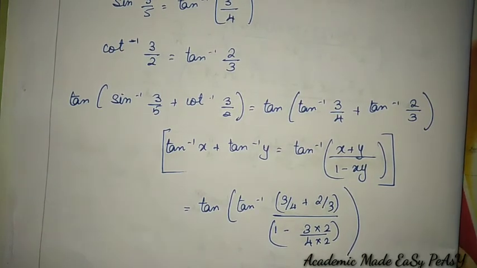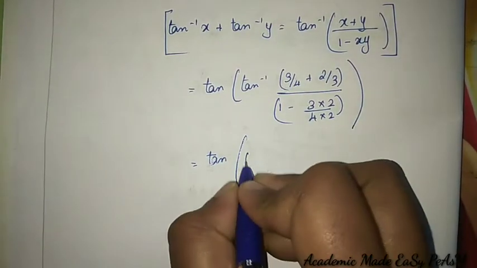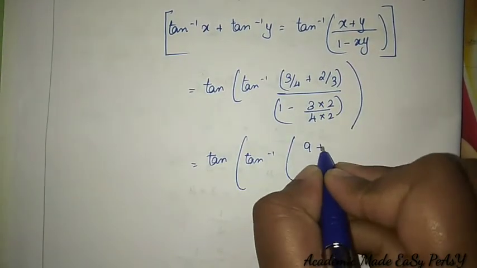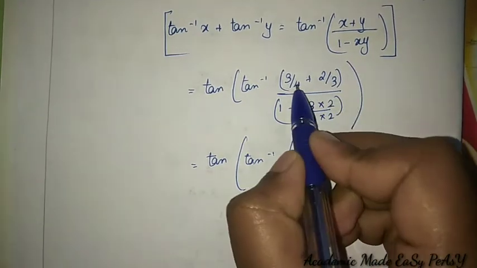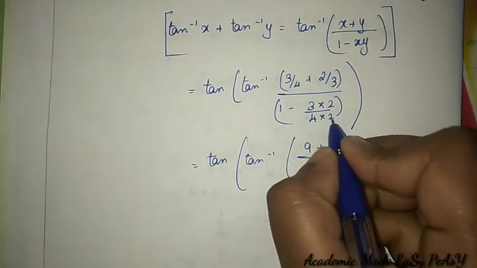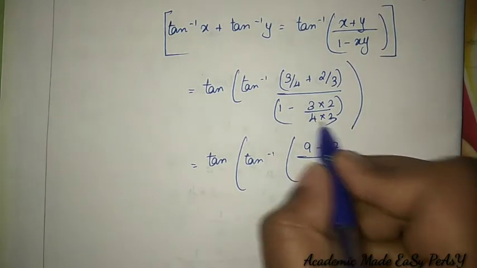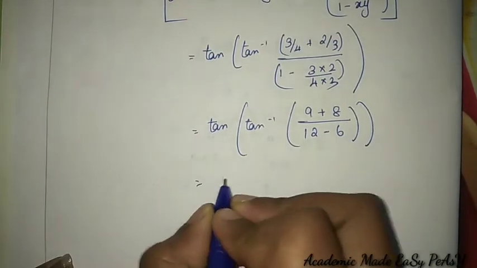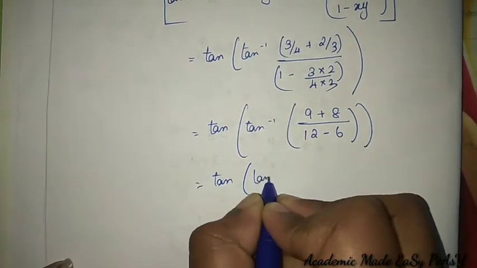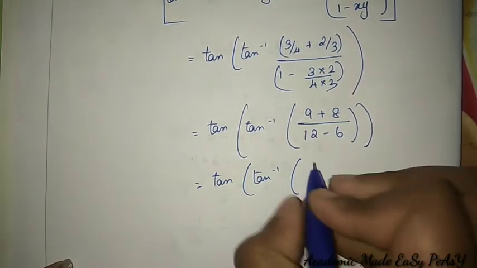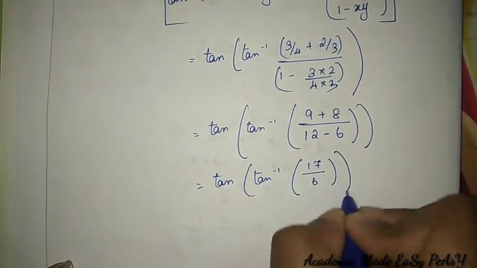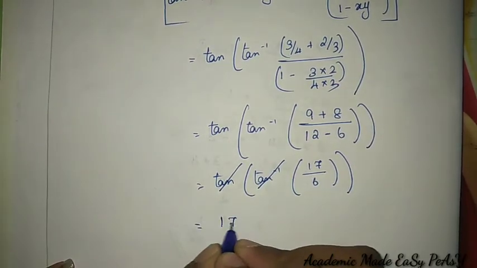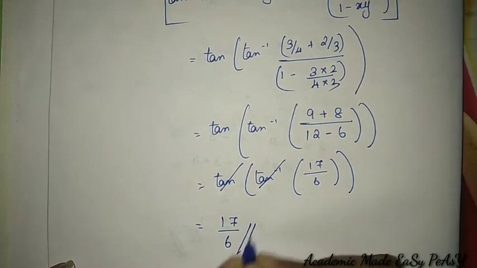So next, tan of tan inverse. So here if I take LCM, 9 plus 8 divided by, since my denominators will be same, I'm just leaving it just like that. So this will be 12 minus 6. So therefore, tan of tan inverse 9 plus 8 is 17 by 6. So tan and tan inverse will get cancelled. So therefore my answer will be 17 by 6. This is my answer.